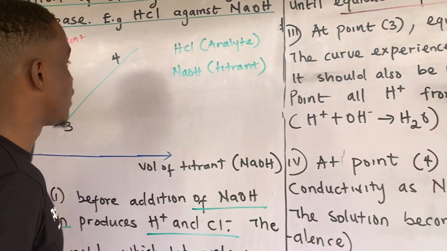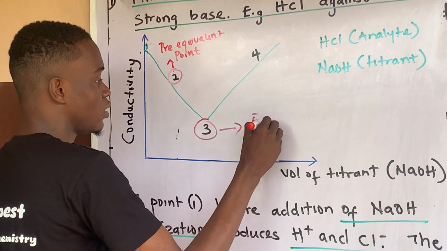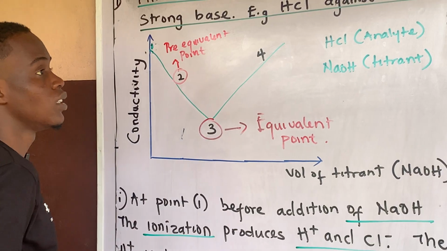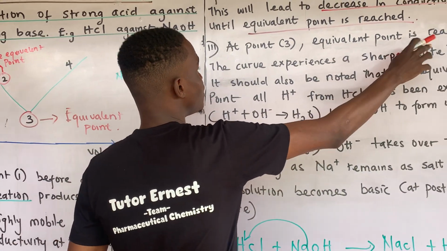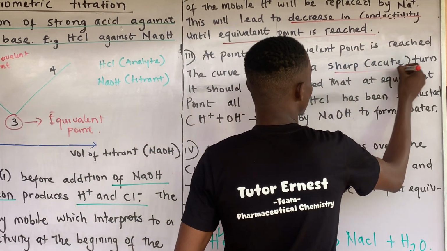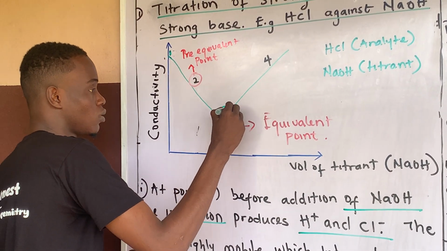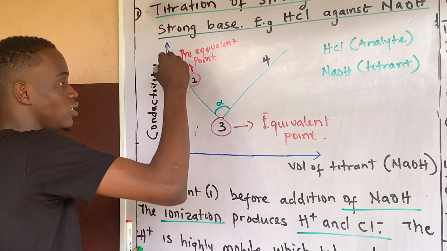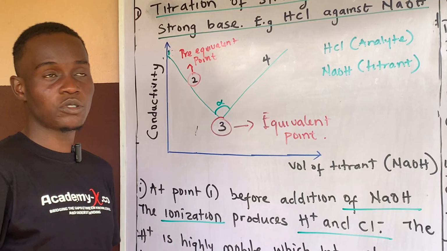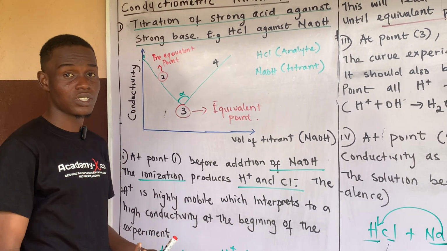Now at point 3, we should know that this is called the equivalence point. Point 3 is the equivalence point. So at point 3, the equivalence point is reached. The curve experiences a sharp or acute turn. You can see that there is an acute turn in the curve. And we should try to remember that the more acute the turn is, the more accurate the titration.